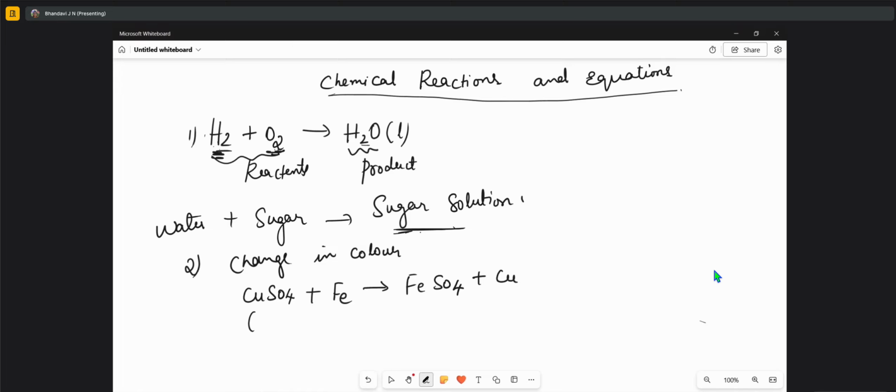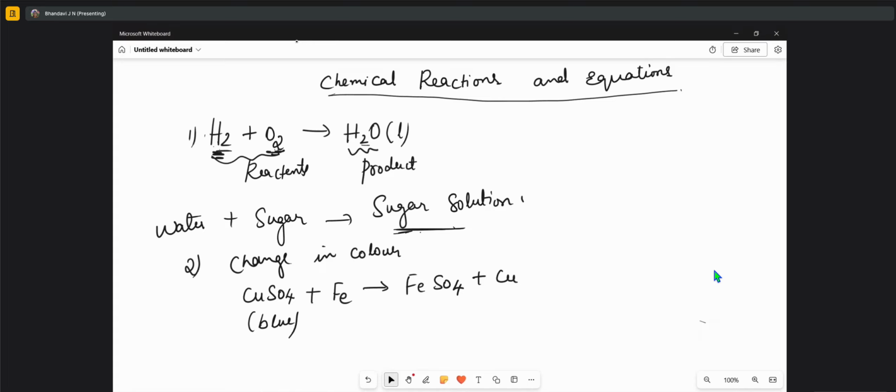Copper sulfate is blue in color. When it reacts with the iron, you will get ferrous sulfate solution, which is pale green in color, plus the copper. Here the solution color will change from blue to pale green. So this is one example where there is a change in the color.